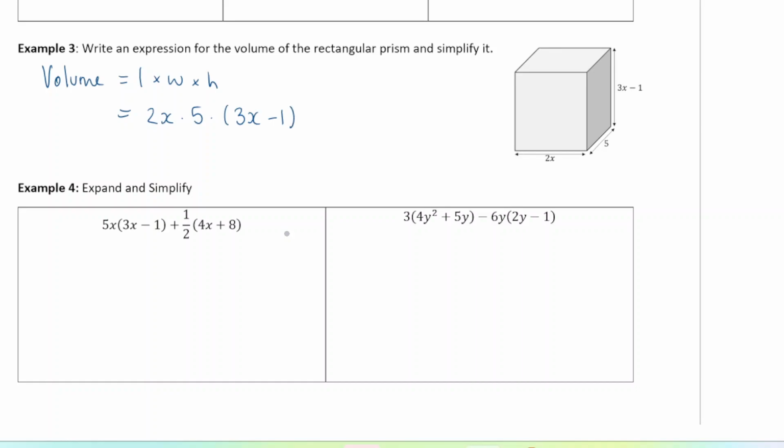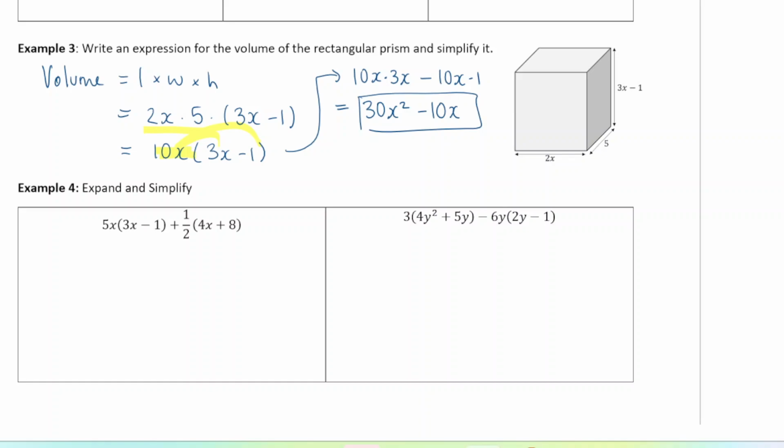So when we're doing multiplication, we can do it in any order we like. So first thing I'm going to do is just combine these two terms, the 2x and the 5. So 2x times 5 is 10x. And now I'm going to use the distributive property to multiply the 10x in here. And I'm going to start a new line. So it's going to be 10x times 3x minus 10x times 1. So we'll have 30x squared minus 10x.